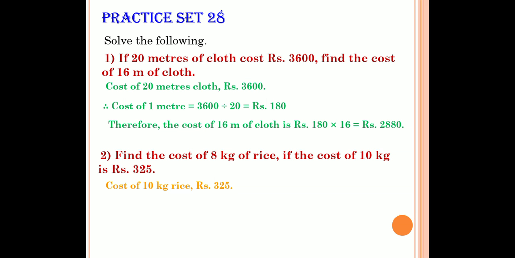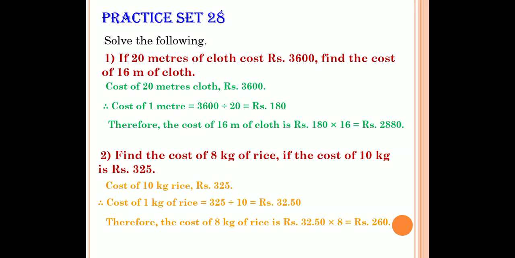Cost of 10 kg rice is rupees 325. Therefore, cost of 1 kg of rice is equal to 325 divided by 10. So that is equal to rupees 32.50. When you divide, you will definitely get your answer in point. So therefore, now we have found out the cost about 1. So now we multiply it with 8 kg. So we find out about more.